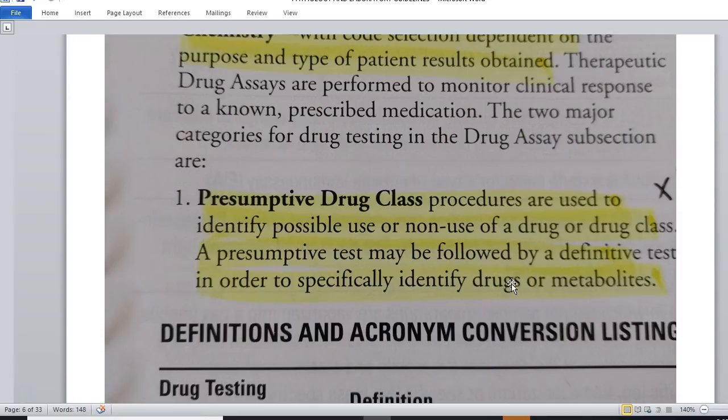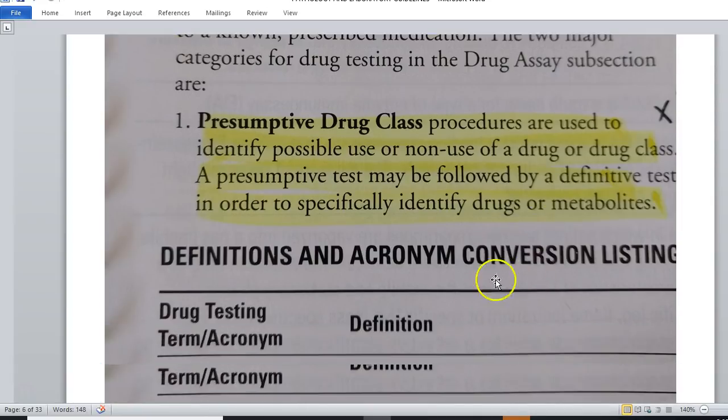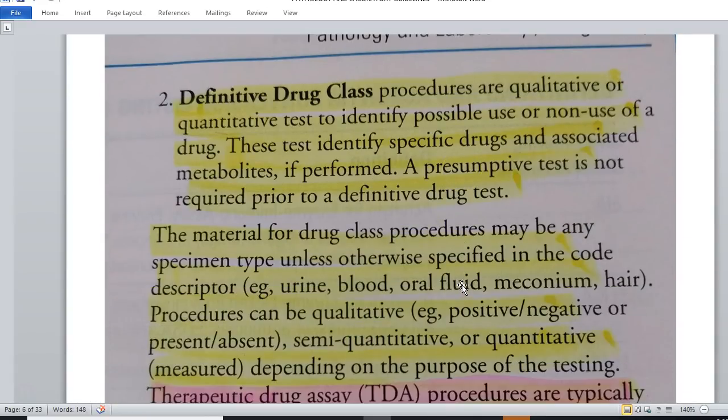That's the presumptive, okay? The definitive, as it goes on to tell us, procedures are qualitative or quantitative tests to identify possible use or non-use of a drug. These tests identify specific drugs and associated metabolites if performed. A presumptive test is not required prior to a definitive drug test. So again, if the doctor offers a definitive drug test, we're doing a definitive drug test.